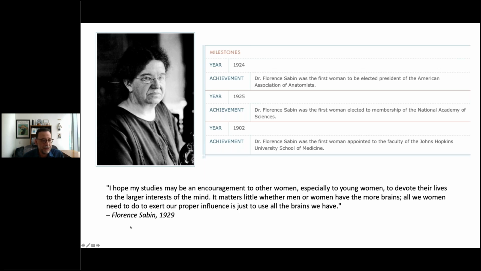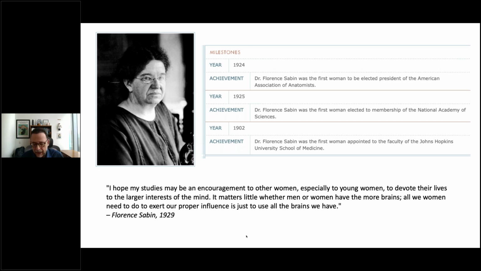And I want you all to read this statement that she wrote in 1929. I hope my studies may be an encouragement to other women, especially to young women, to devote their lives to the larger interests of the mind. It matters little whether men or women have the more brains. All we women need to do to exert our proper influence is just to use all the brains we have. I really hope that the same way that Oprah Winfrey supported a film about the HeLa cell, Henrietta Lacks, one day somebody will make a movie about Florence Sabin.